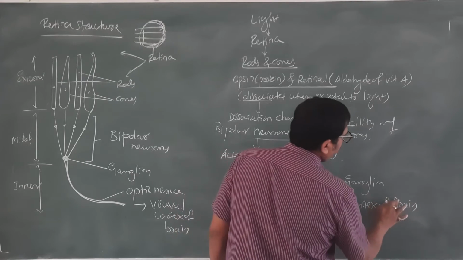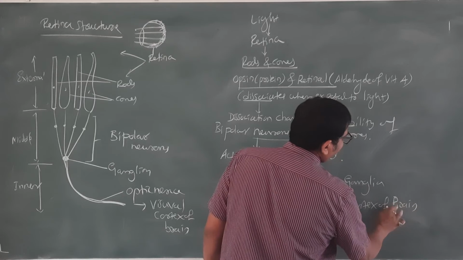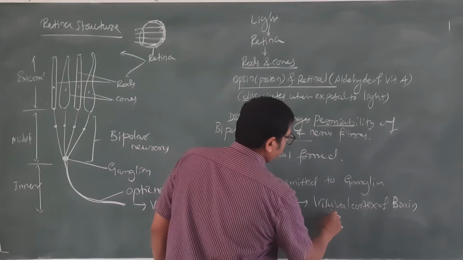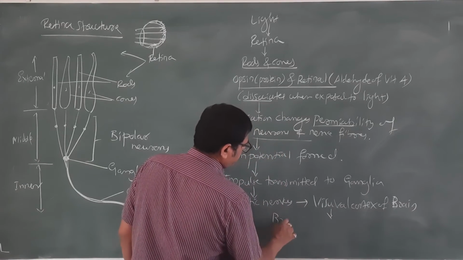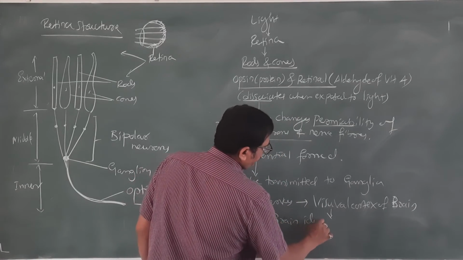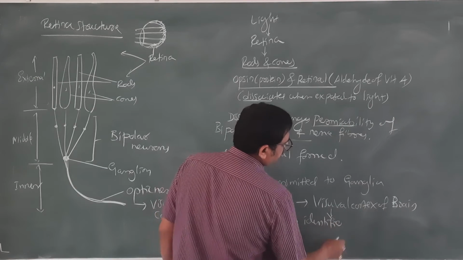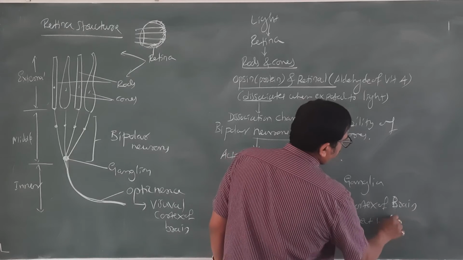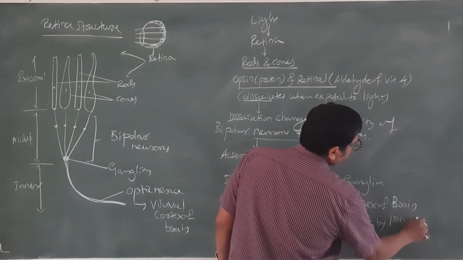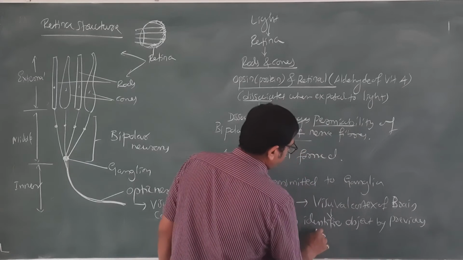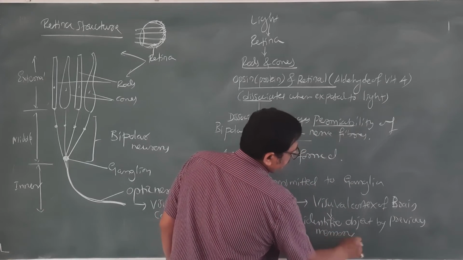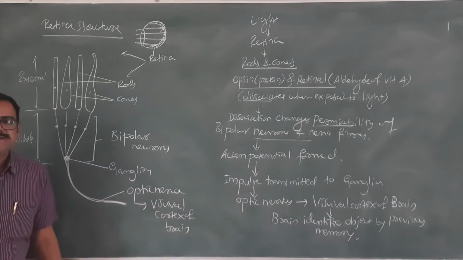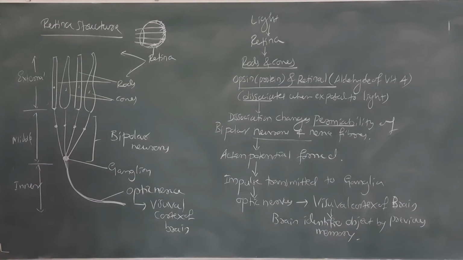Now what will happen? The brain will analyze these image signals. Now the brain identifies the object by previous memory. This is a very simple mechanism of image formation and detection.